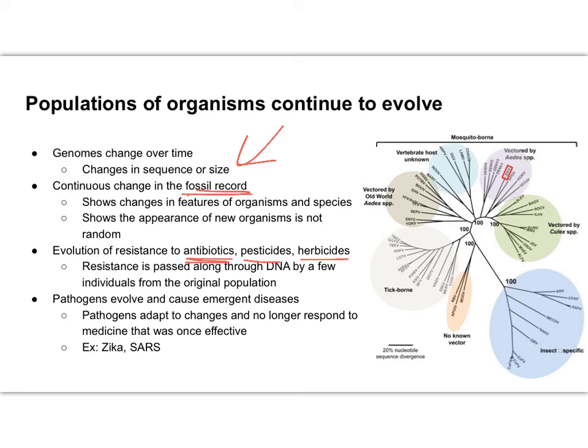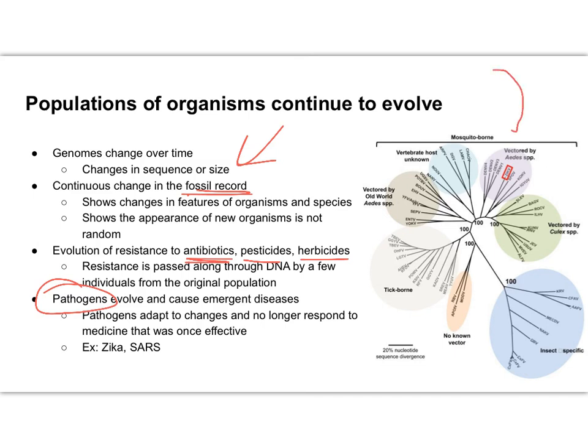And one of the issues with that is pathogenic bacteria and viruses, those can start to cause disease. The bacteria or virus may not have been harmful at first, but because of how rapidly it changes, it may not respond to medicines that used to work for it. It may not respond to our immune system quickly. We see that with Zika and SARS, which are both examples of that.